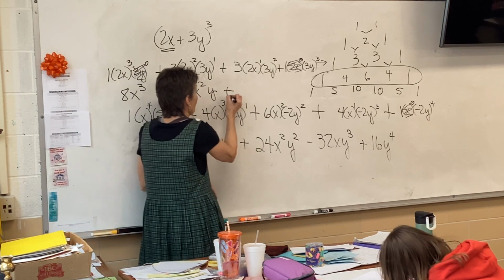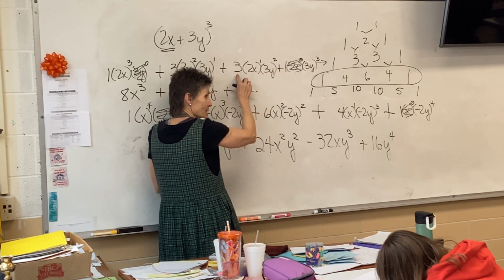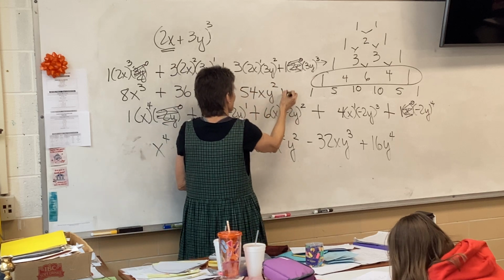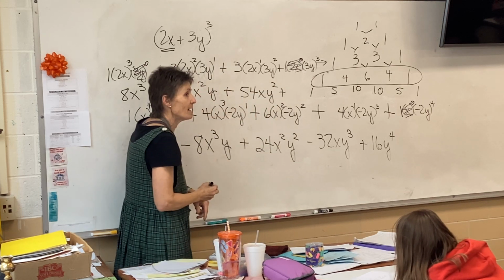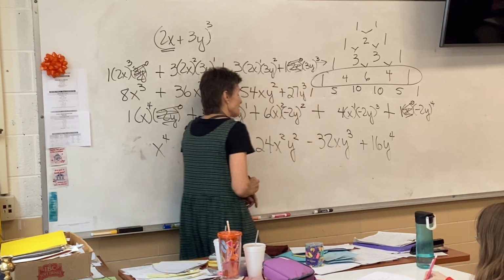Next one, then we got the what? 54xy squared. 2, 18, 3 times 3. That's 54. 54xy squared. And on the end, 27y cubed. That is exactly right.